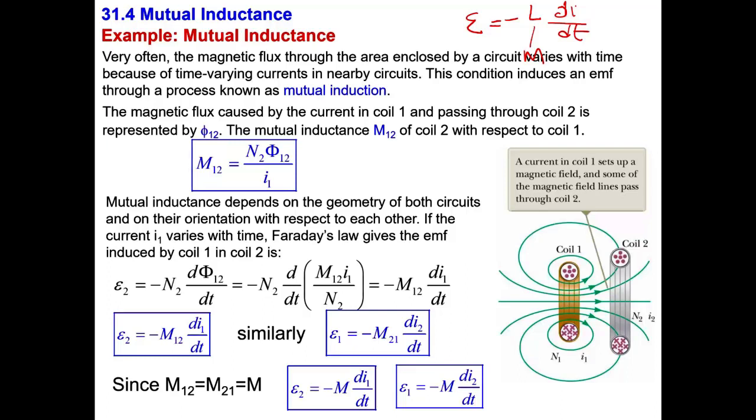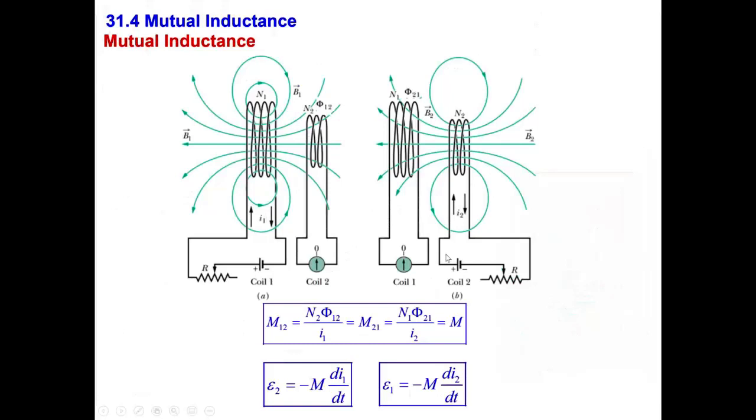These two equations are valid. So the EMF induced in coil 1 due to a current in coil 2 is given by the same equation, minus M di/dt. Okay, so this is mutual inductance.